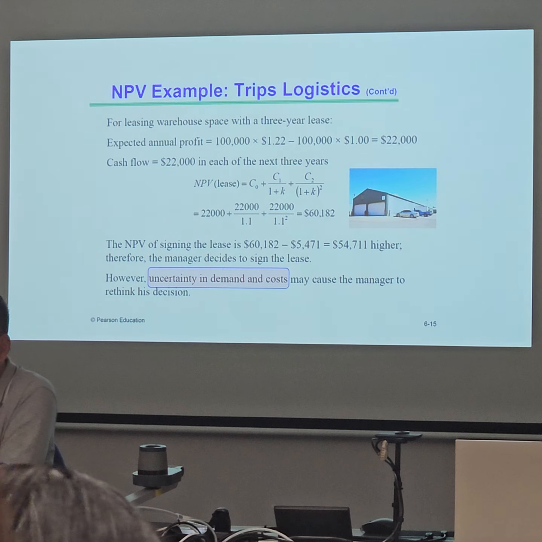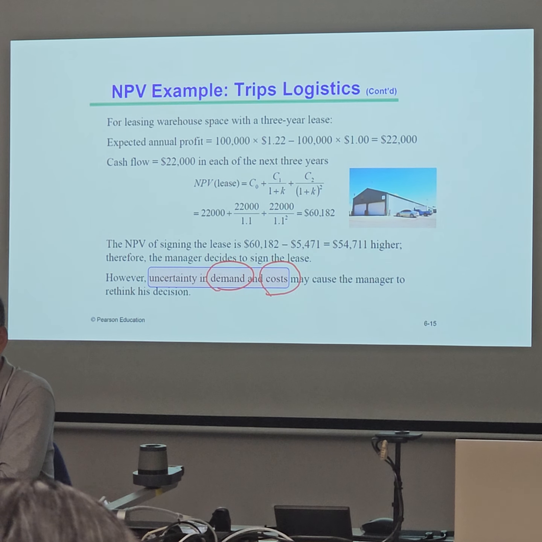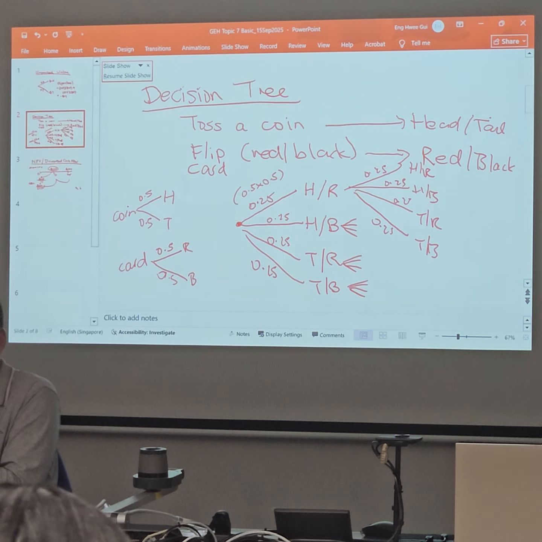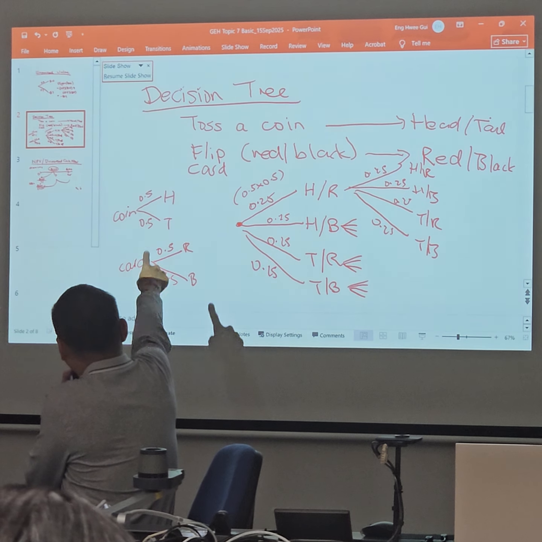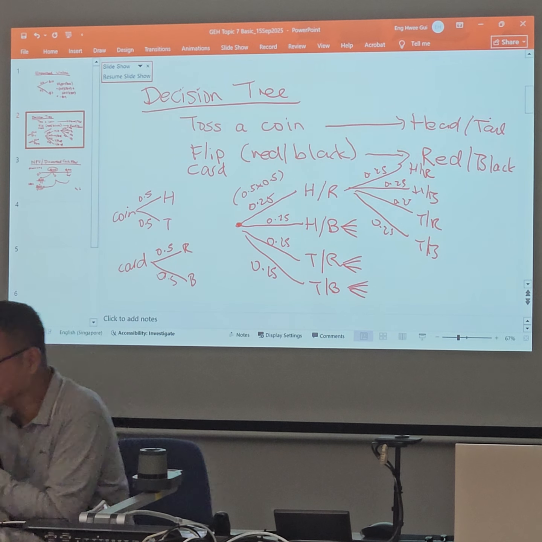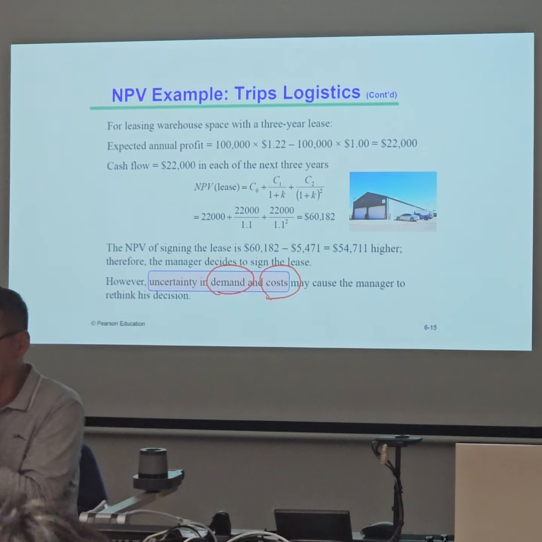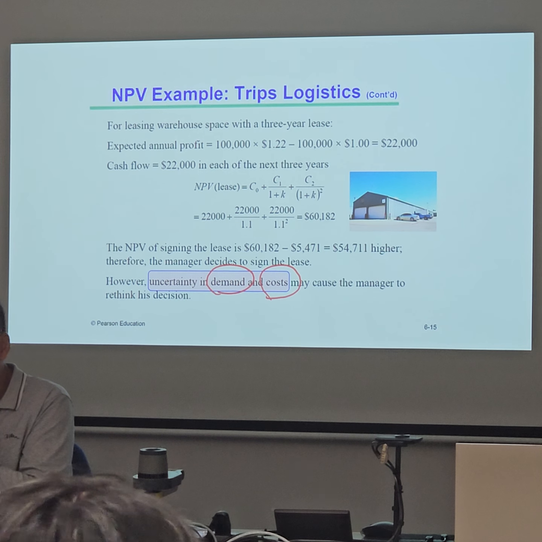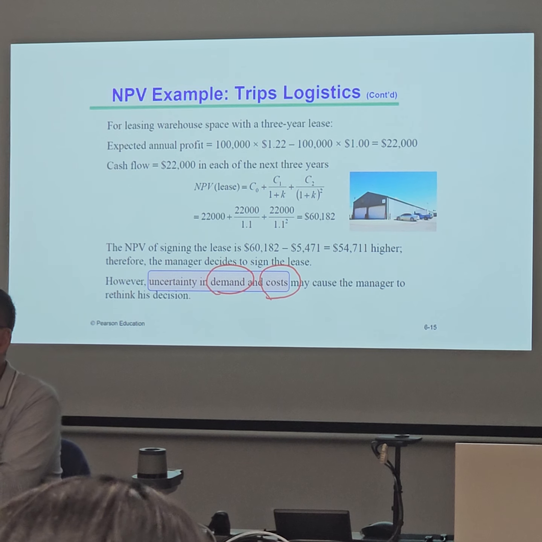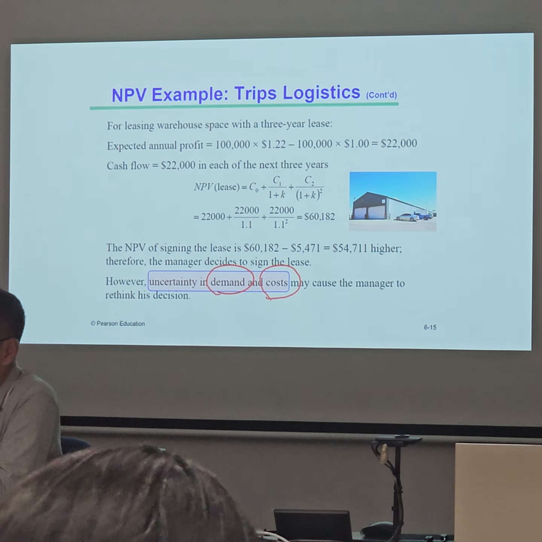Okay, the uncertainty. The uncertainty in demand and cost. Okay, so what is this uncertainty? If we go back to just now, this one, right? The uncertainty is like whether we get a head or tail, a red or black. Understand? It's the equivalent. You understand? Okay, so in the trip logistics example, the uncertainty is in the demand and cost. In your assignment, there are also two uncertainties. Understand? Luckily, it's quite similar.